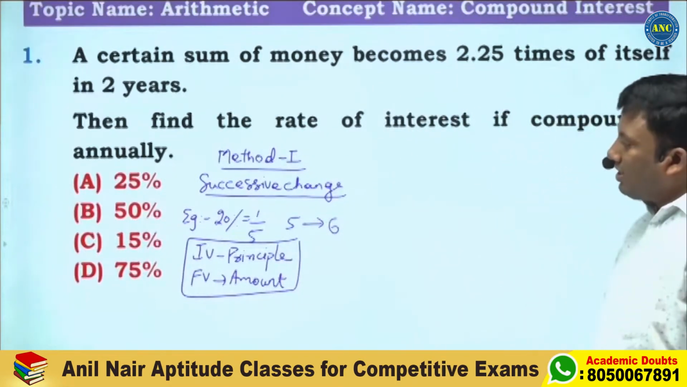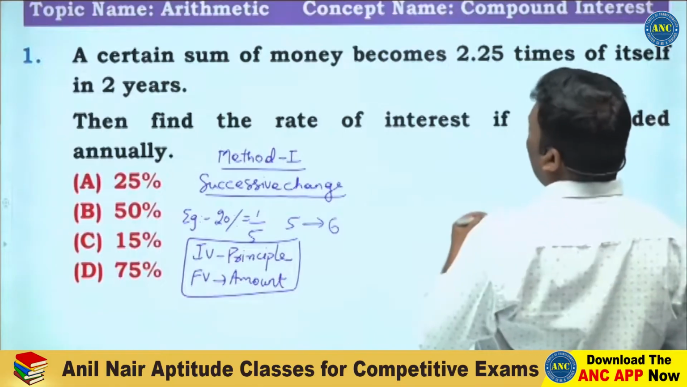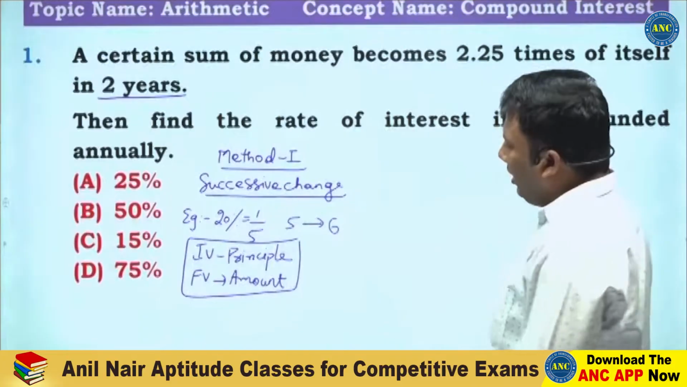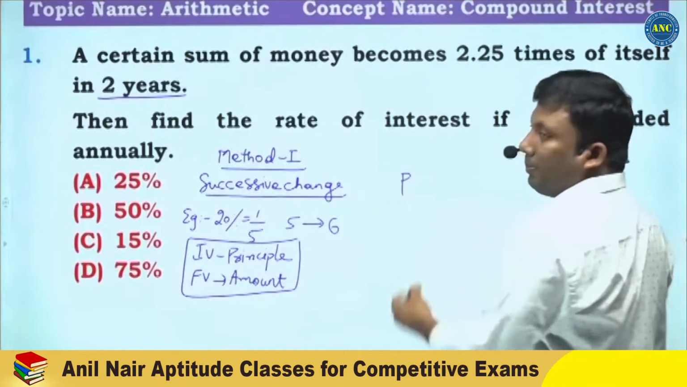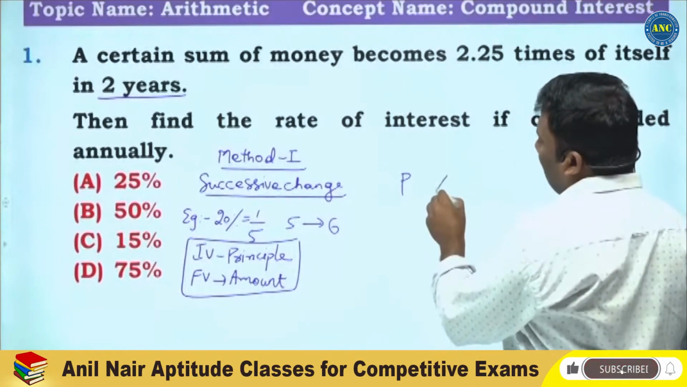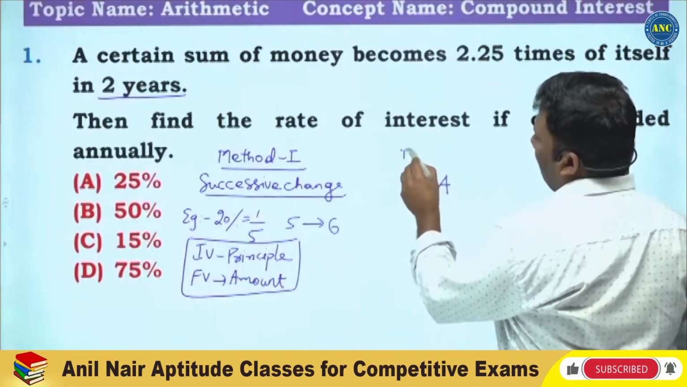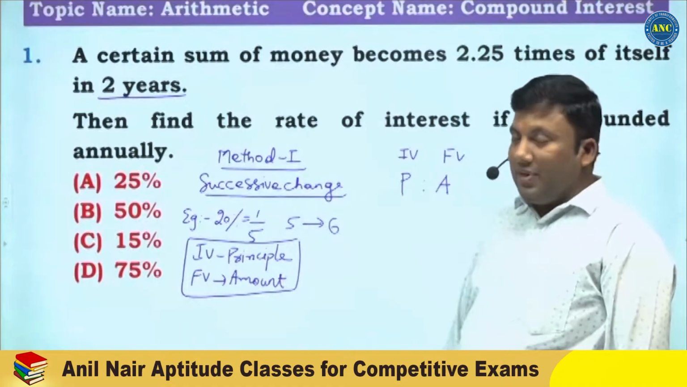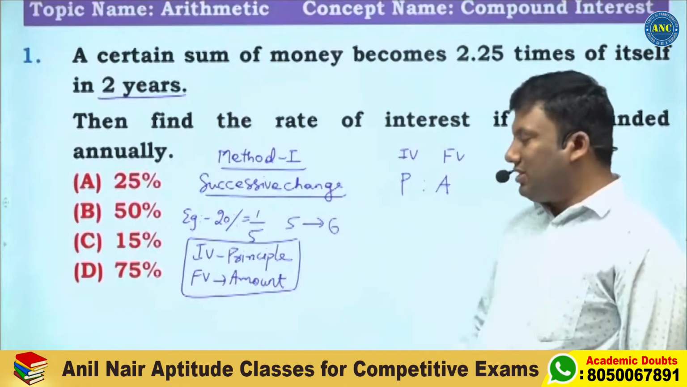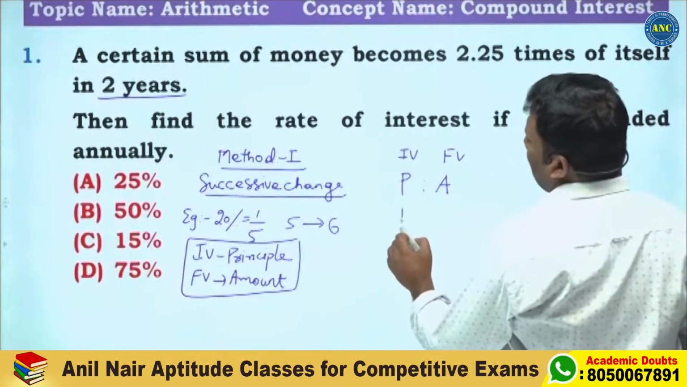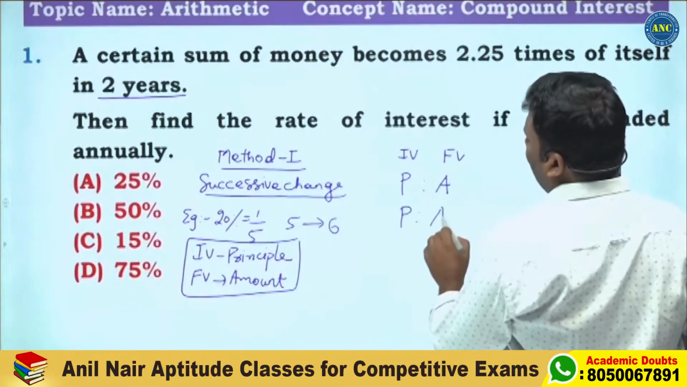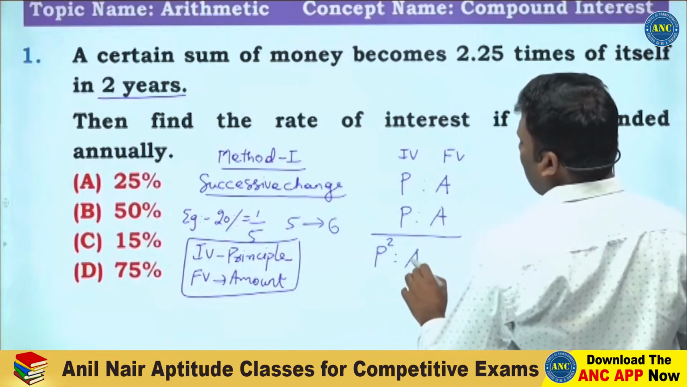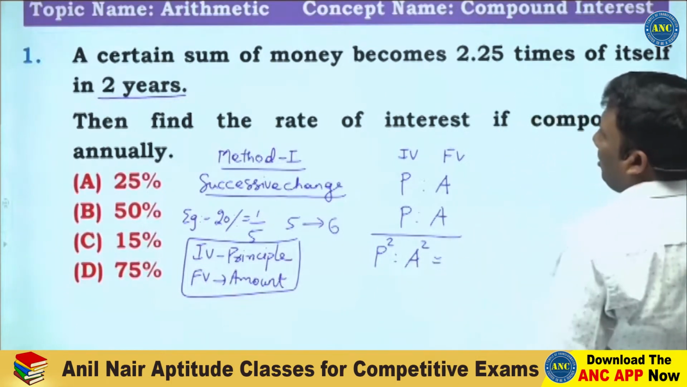Let us see the successive change method. For how many years is it? First we will underline. It is for 2 years. Initial value is principal, final value is the amount. This is for the first year. The same rate of interest is there for the second year. Initial value, principal. Final value, amount. So this will become P square is to A square.